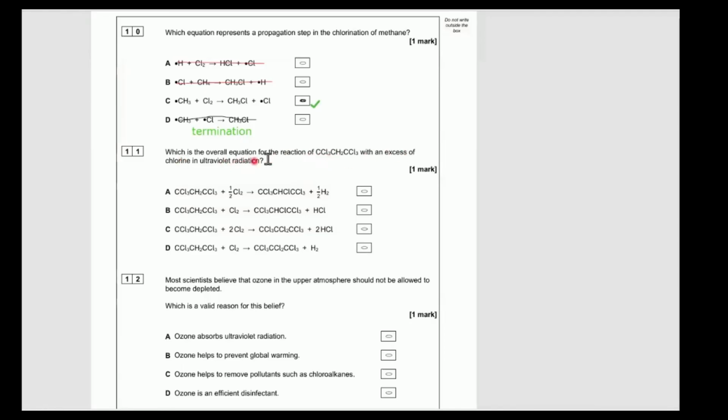Right, let's go to 11, which is the overall equation for the reaction of CH2CCl3, sorry, with an excess of chlorine and ultraviolet radiation. Notice that on the CH2, as it's an excess of chlorine, that means you're going to get both hydrogens in the middle there substituted for chlorine. So the only one that fits that description is C. And it's due to the fact there's an excess of chlorine, so you get both hydrogens substituted.